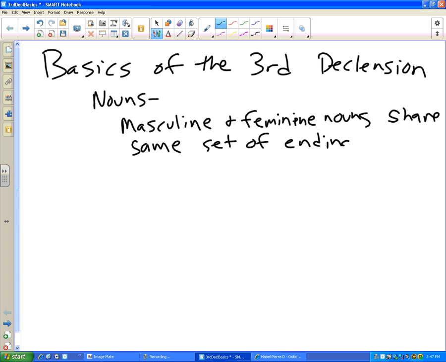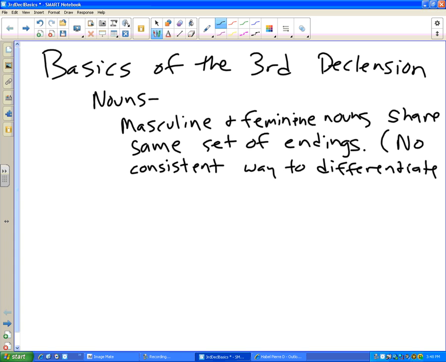And that leads into one of the peculiar challenges of the third declension: there is no one consistent way to differentiate the gender of third declension nouns when you see them. So their gender must be memorized when you are learning them in a vocab list. We'll see a couple of examples of third declension nouns for you to observe that, and I'll just wait to show that to you in a moment.